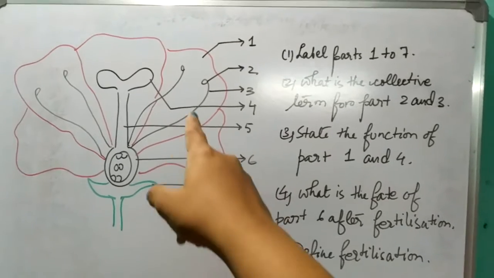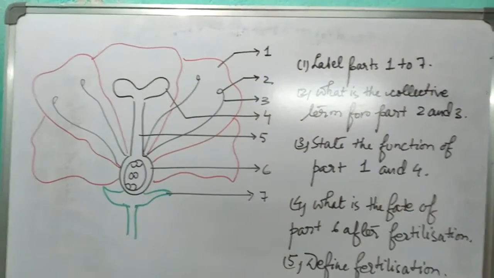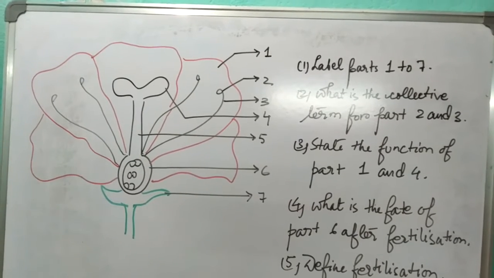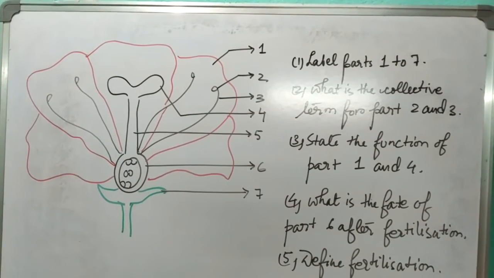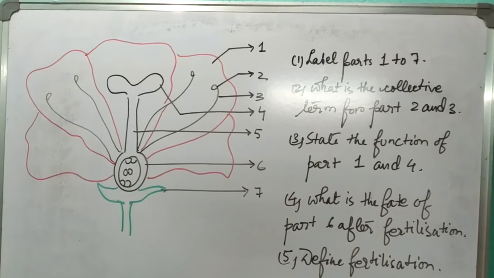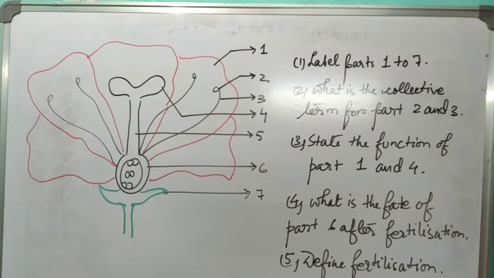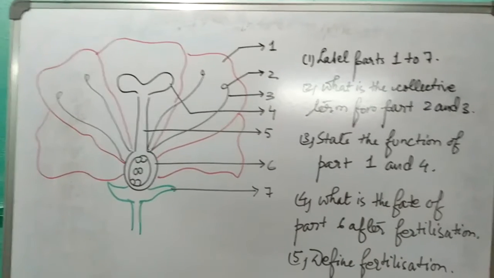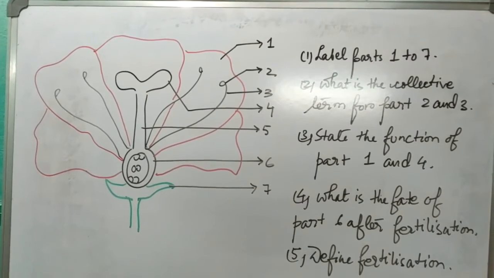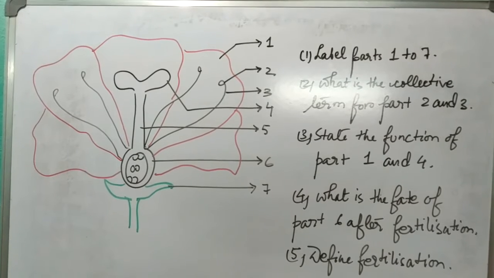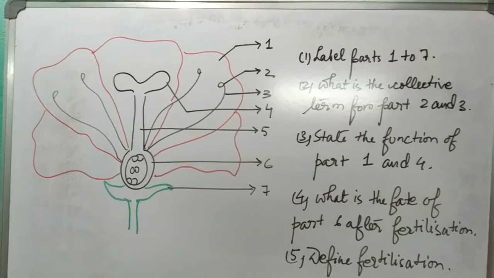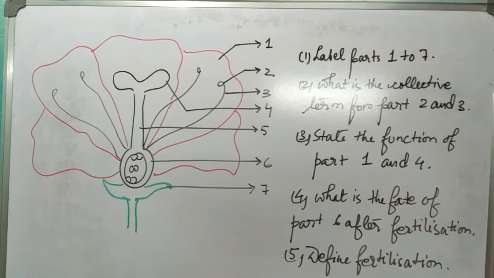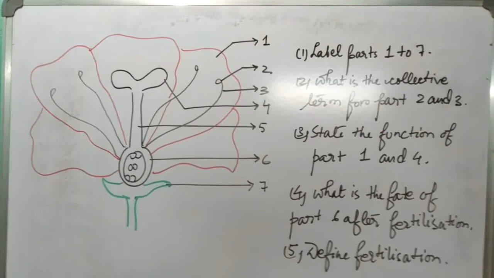Now part 1 is the petal. Petal is the brightly colored, attractive part of a flower that helps in attracting insects for pollination. So this is the prime function of part 1. Apart from this, during the bud stage, along with sepal, petal also protects the internal parts, that is gynoecium and androecium, or we may say pistil and stamen, which are the main parts of a flower.